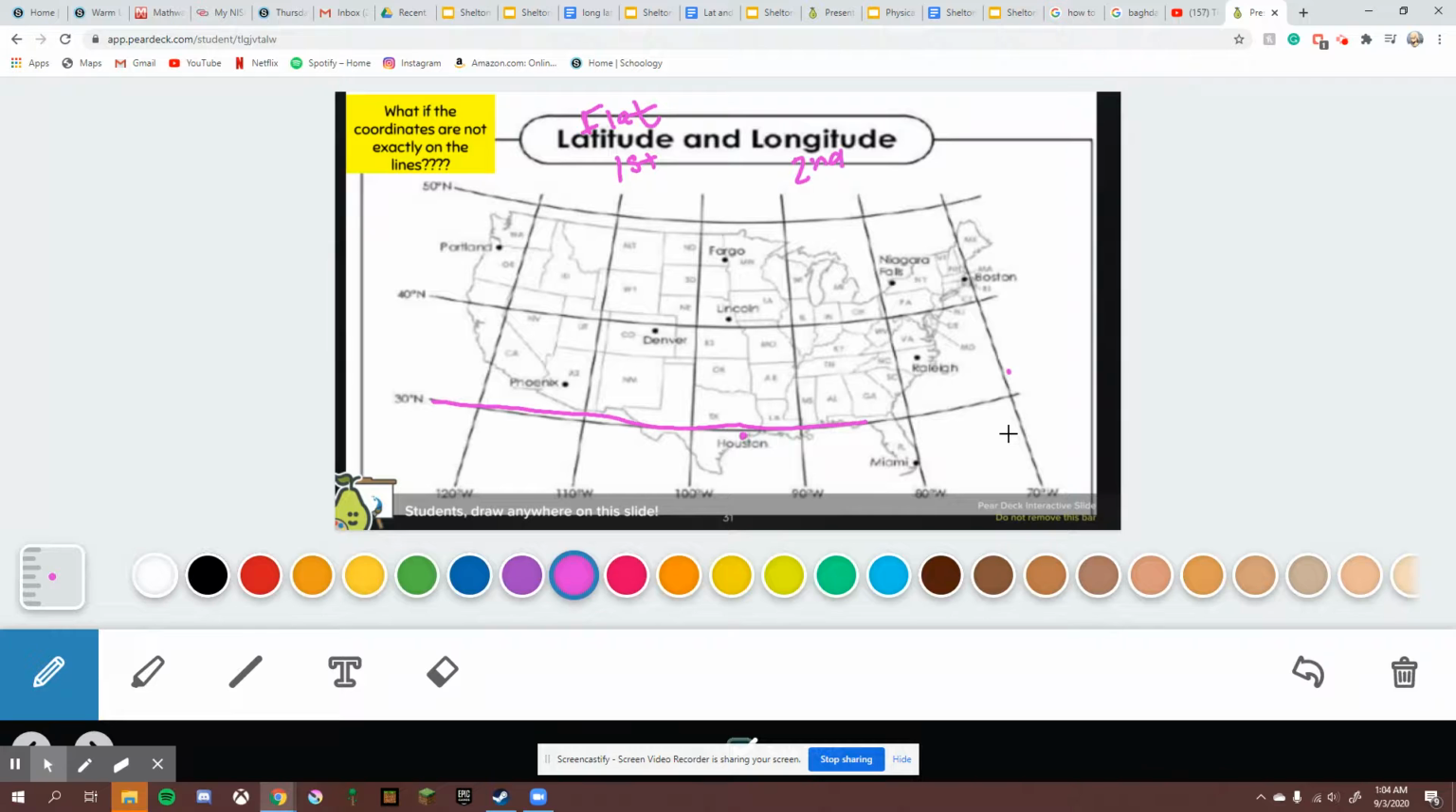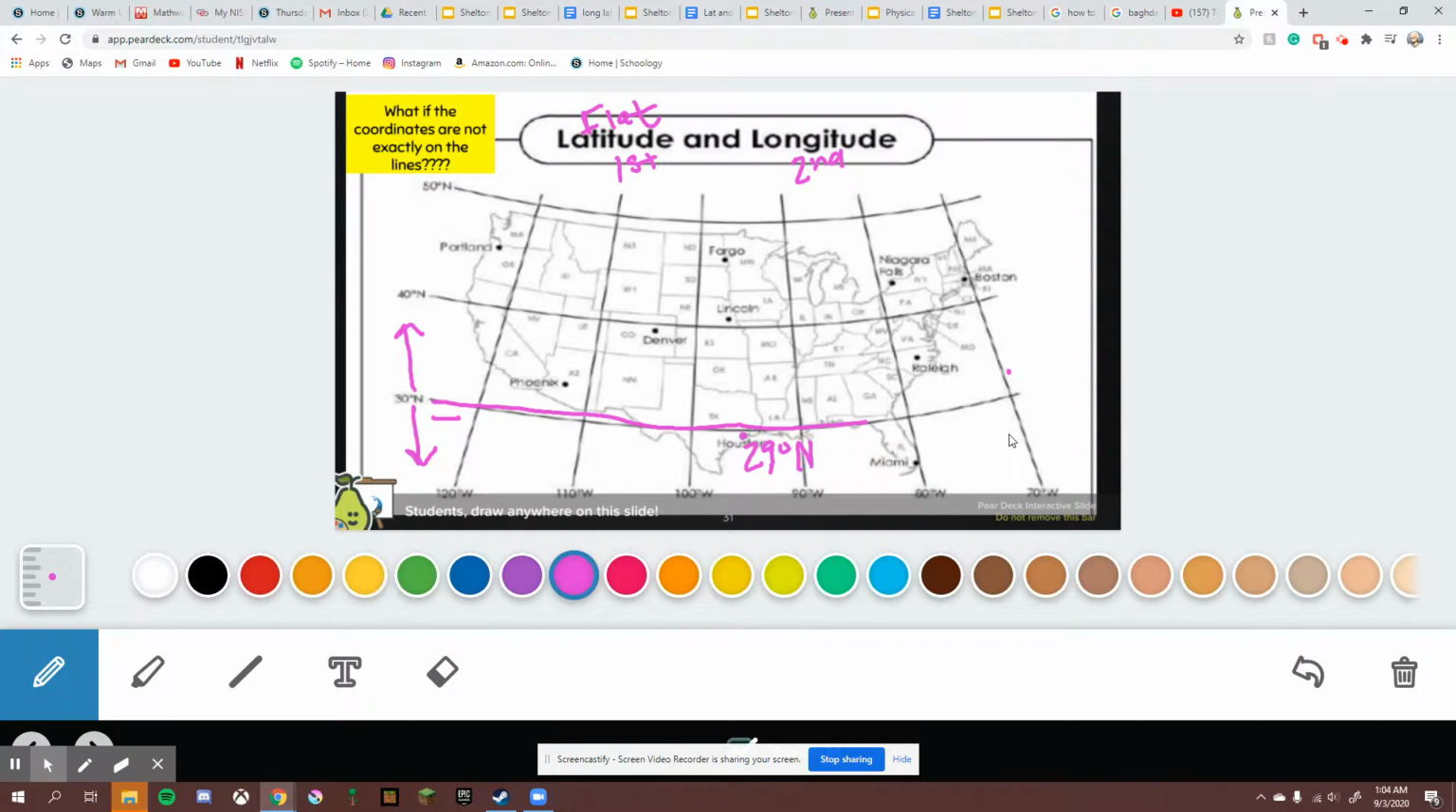Now I have to look at this line. What's above this? 40. That means that the numbers are going up towards 40. So if I go under the line, I have to go down, right? So it looks like it's really close to the line. This is probably 1 down. So that's probably 29 degrees, right? And then it says it's north, right? So 29 degrees north. That's where I'm going to start.